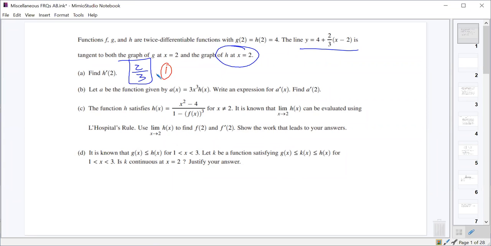All right, part B says we've got a new function, a of x. A of x is 3x cubed h of x. And so they want you to write an expression for a prime and find a prime of 2. So a prime of x should just be the product rule. So it'll be 3x cubed h prime of x plus 9x squared h of x.